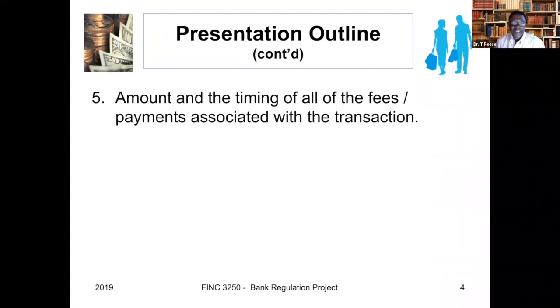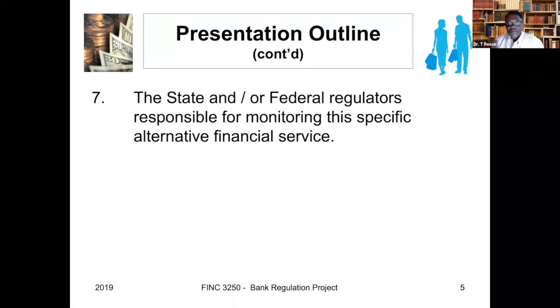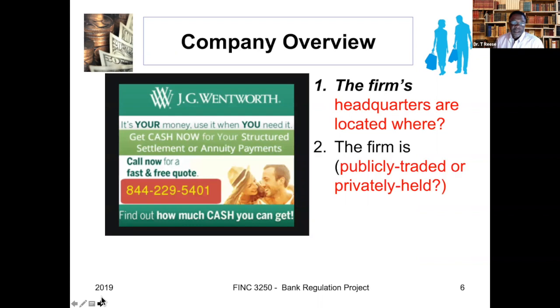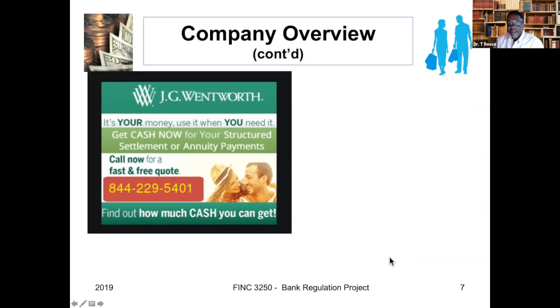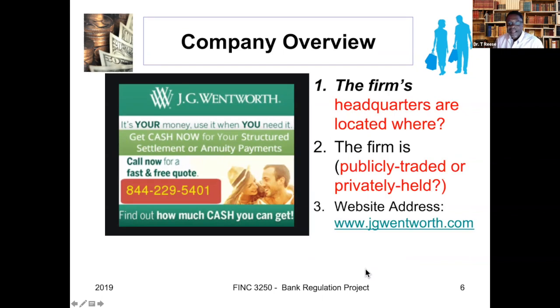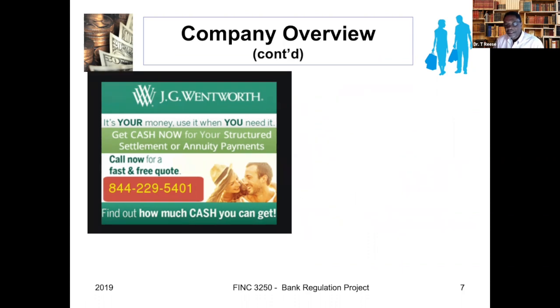You receive liquidity. You will identify any state or federal regulators who are responsible for monitoring the purchase of these annuities. Now, on this slide, you're going to provide a quick overview of the J.G. Wentworth Company. You identify where the company is located, if the company is privately held or publicly held. Let me give you all a clue, the company is privately held now, but what you're going to want to figure out is when did the company go from being publicly traded to being privately held?